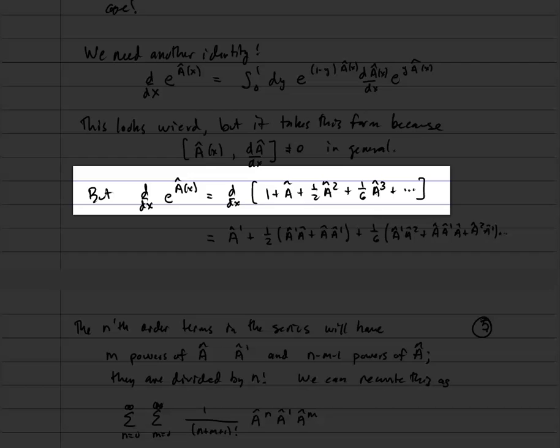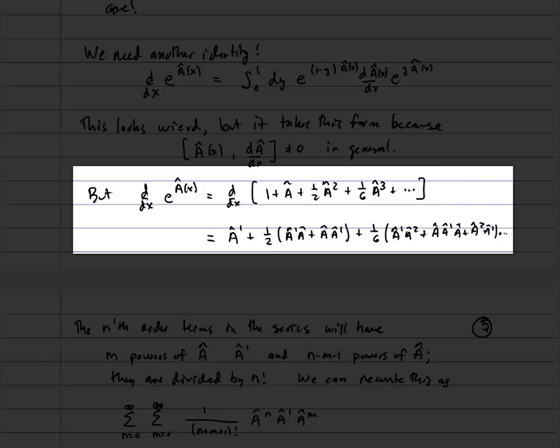But now when I take the derivative, I have to be very careful to use the chain rule and not move any non-commuting operators past each other. So the derivative of 1 is equal to 0. That term is gone. The derivative of a is just a prime. The derivative of 1/2 a squared is 1/2 (a prime a plus a a prime).